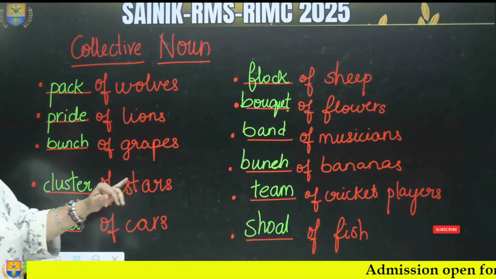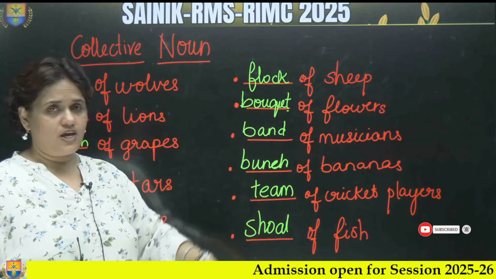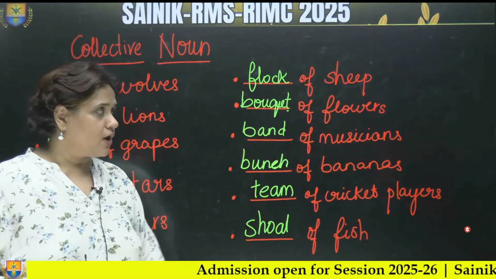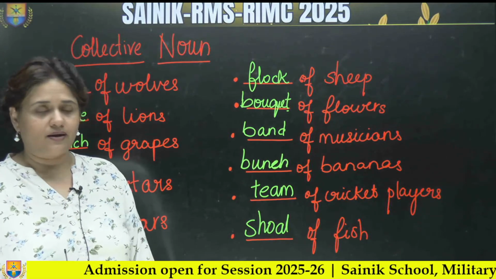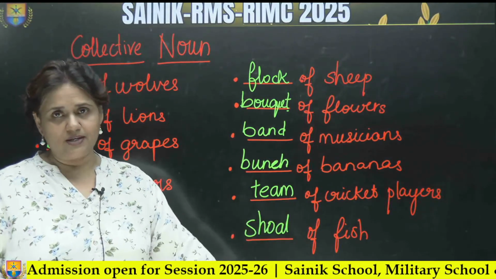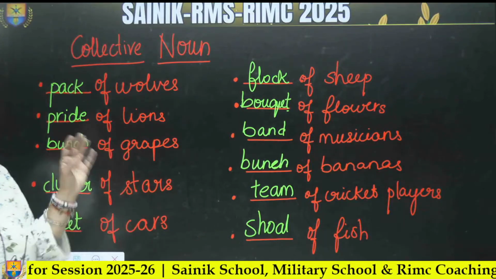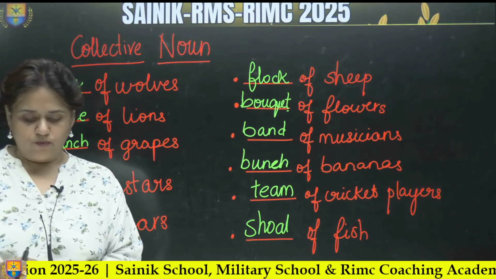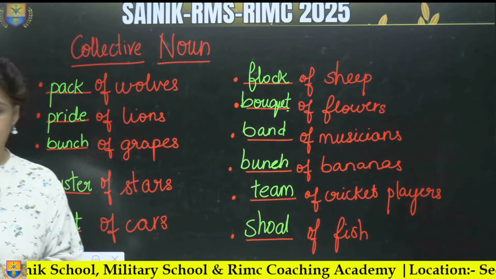A cluster of stars, fleet of cars, flock of sheep, bouquet of flowers, band of musicians, bunch of bananas, team of players, any players they can be, shoal of fish. So these are a few examples of collective noun. We shall always remember them when we use them in the form of a group.